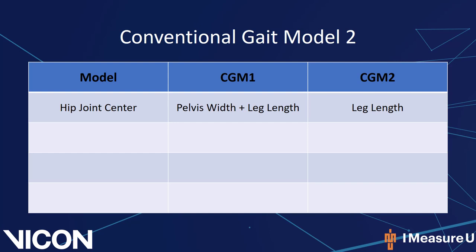First is the hip joint center model. Plugin Gait uses a hip joint center calculation based on pelvic width and leg length, whereas the hip joint center model for the CGM2 uses a regression equation that is based on leg length alone.